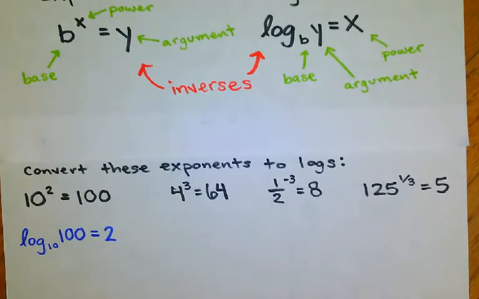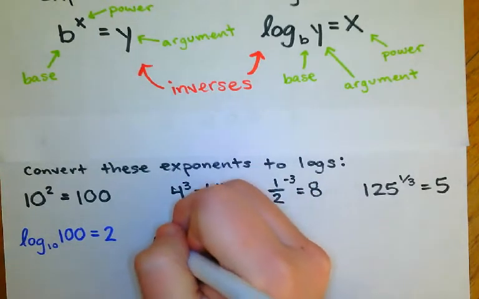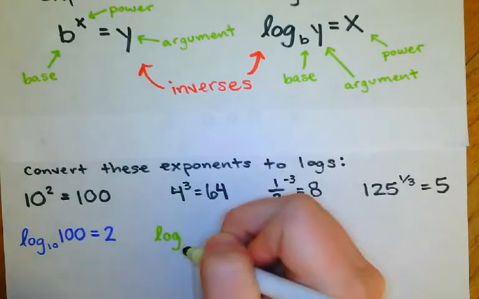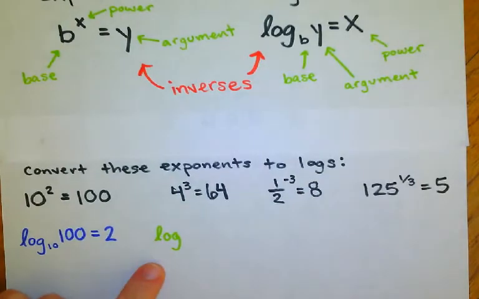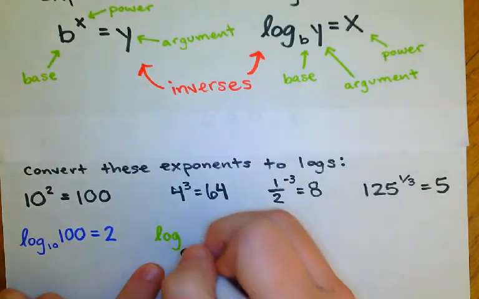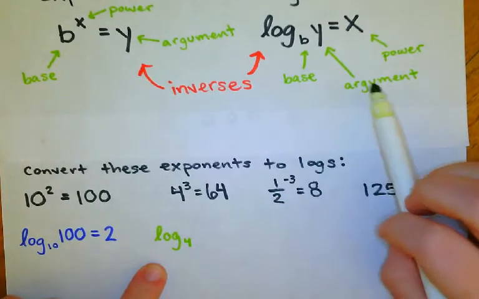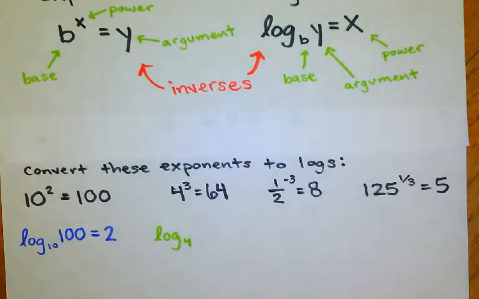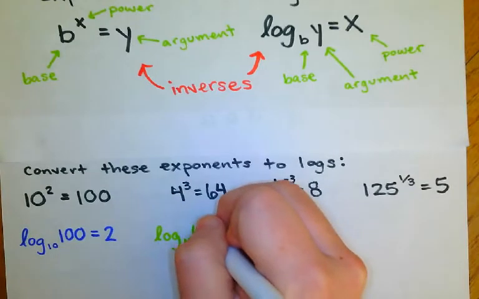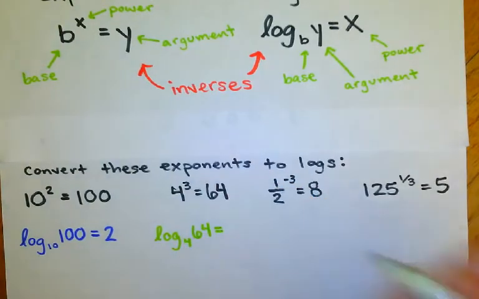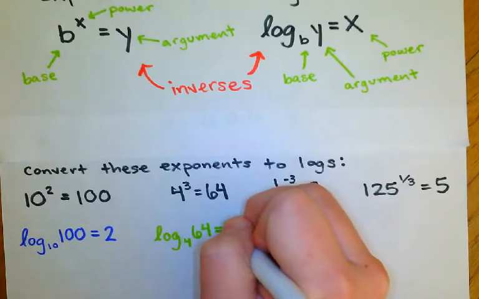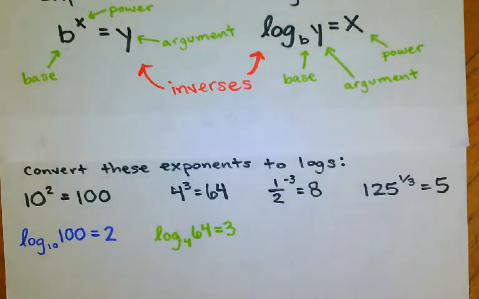All right, our next example, again, we're going to start out with log. What's the base of our exponent? 4. The base of our exponent is the base of our log. After the base comes the argument. What is our argument? The 64. And it's going to be equal to our power.